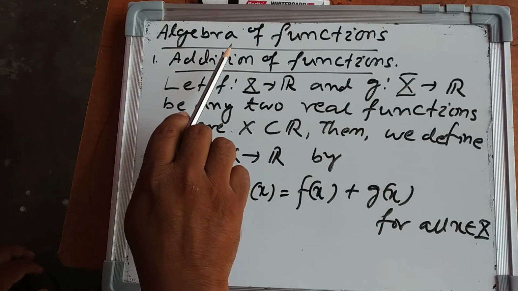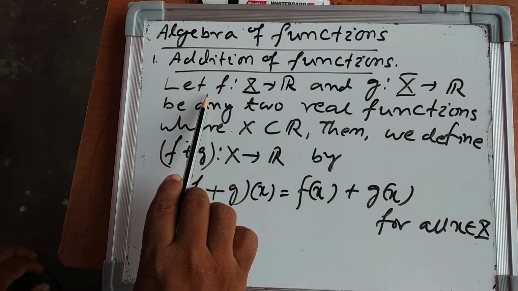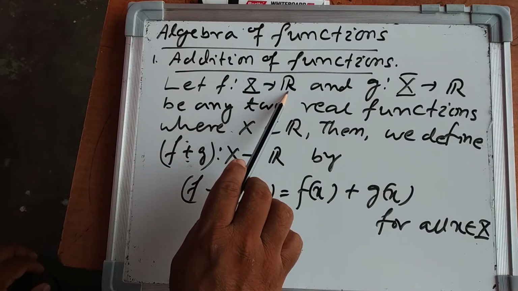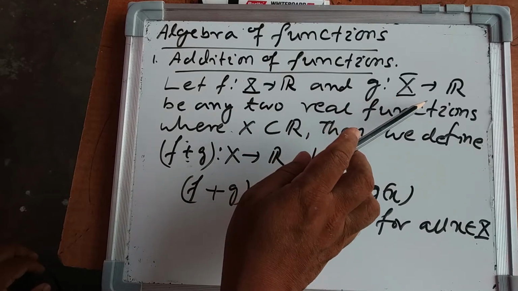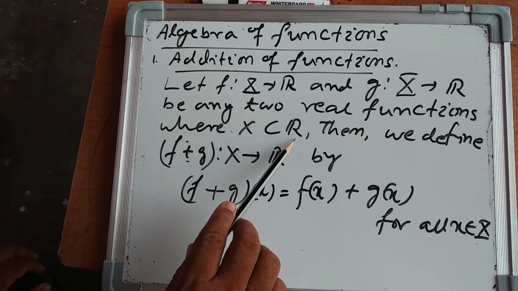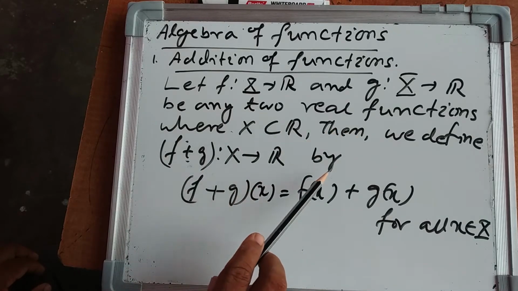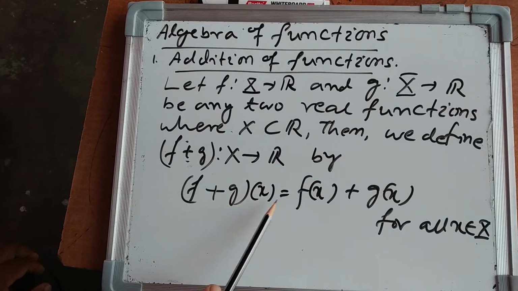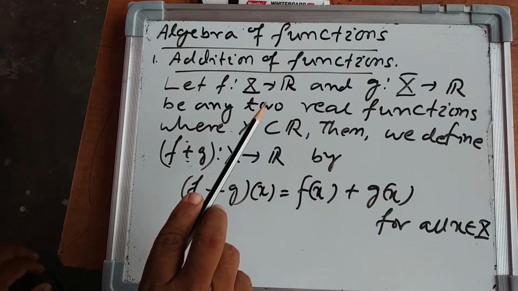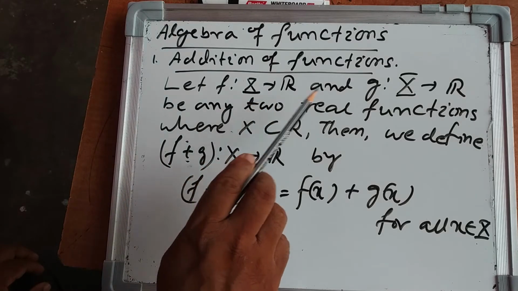Now come to another article, algebra of functions. First, addition of functions. Let f maps from set X to the real set and g maps from X to the real set be any two real functions, where X is a subset of R. Then we define f plus g, mapping from X to R, by (f plus g)(x) equal to f(x) plus g(x).